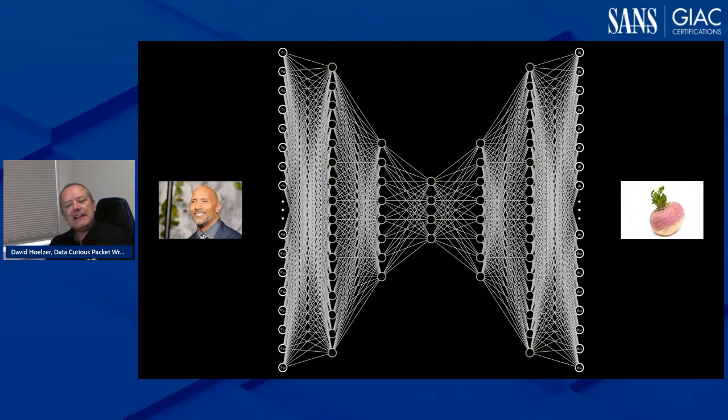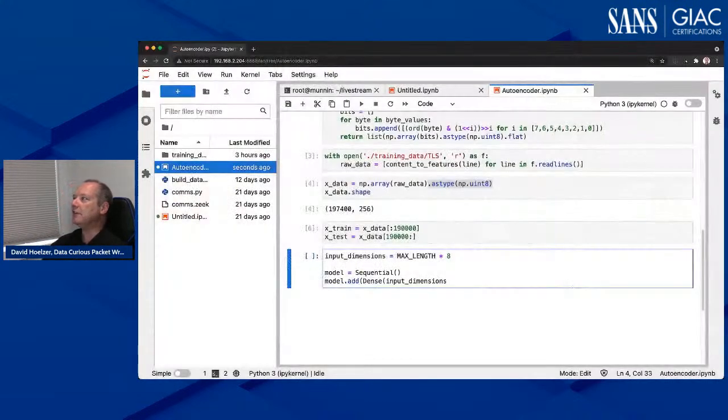So if I'm feeding you 256 bits and I'm asking you to reconstruct those as bits, well then, I had better give you 256 bits on the output. We're making the inputs and the outputs the same because remember, it's trying to reconstruct a chair, or in this case, Dwayne Johnson, or for us, our TLS data. That's what it's trying to do. So the input dimensions, that's how many neurons there will be.